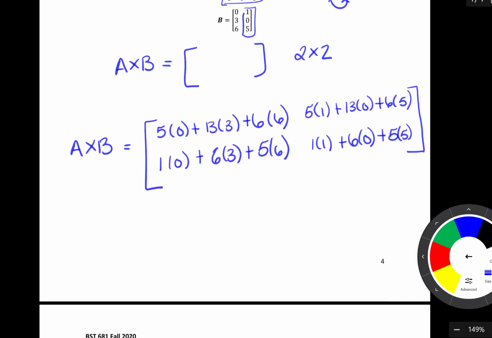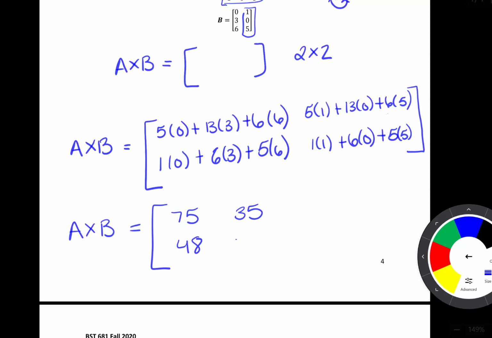Now we're going to find the sums to find our matrix. So the first element is going to be equal to 5 times 0, which is 0, plus 13 times 3, which is 39, plus 6 times 6, which is 36. This results in 75. Then we're going to have 0 plus 18 plus 30, which is 48. Next, we're going to have 5 plus 30, which is 35. And we're going to have 1 plus 25, which is 26 as the last element. And notice our resulting matrix is a 2 by 2 matrix.